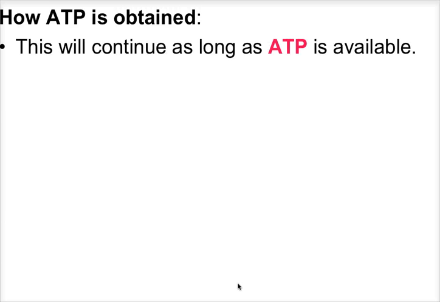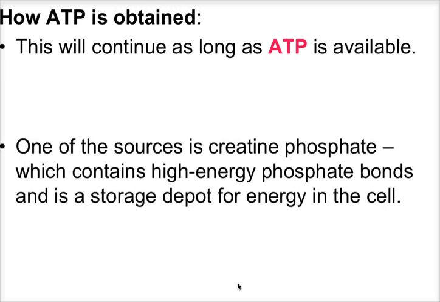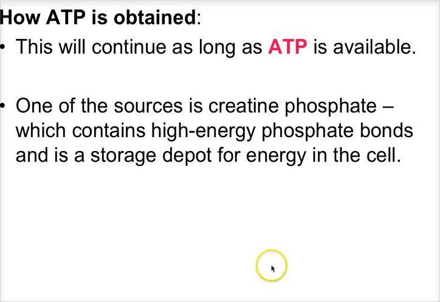So let's talk about how ATP is obtained. This goes right along with your notes. This will continue as long as ATP is available. One of the sources is creatine phosphate, because remember, ATP is adenosine triphosphate. Creatine phosphate actually is extra phosphates. When ATP is broken down, it's a phosphate plus ADP. Creatine phosphate contains high energy phosphate bonds and is a storage depot for energy in a cell.